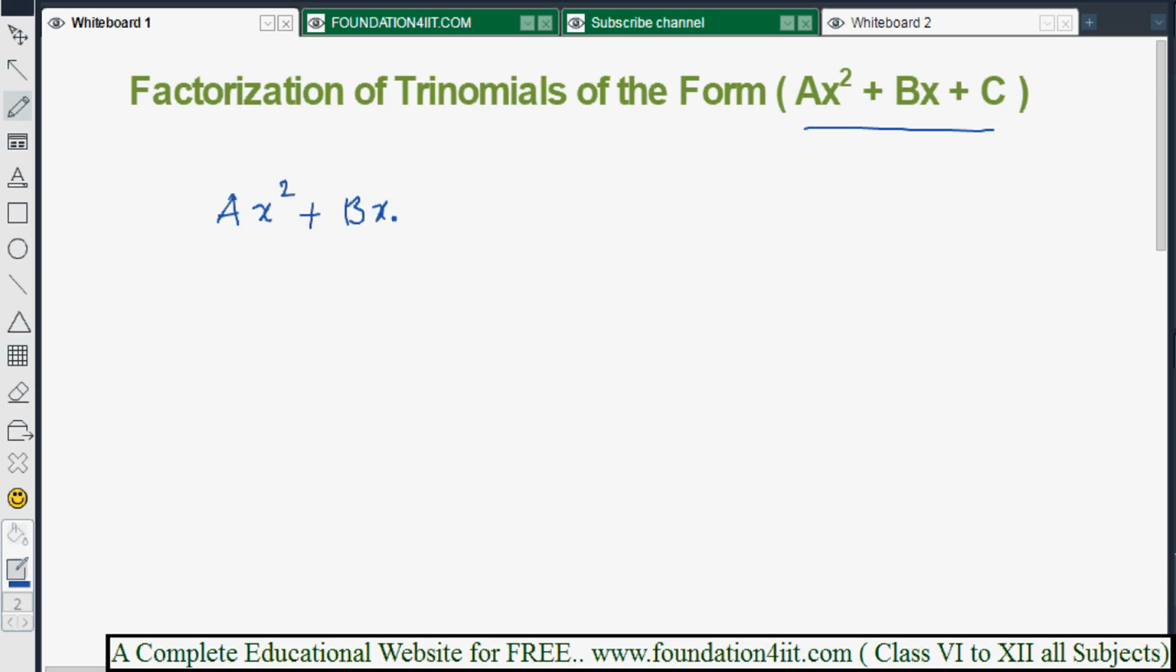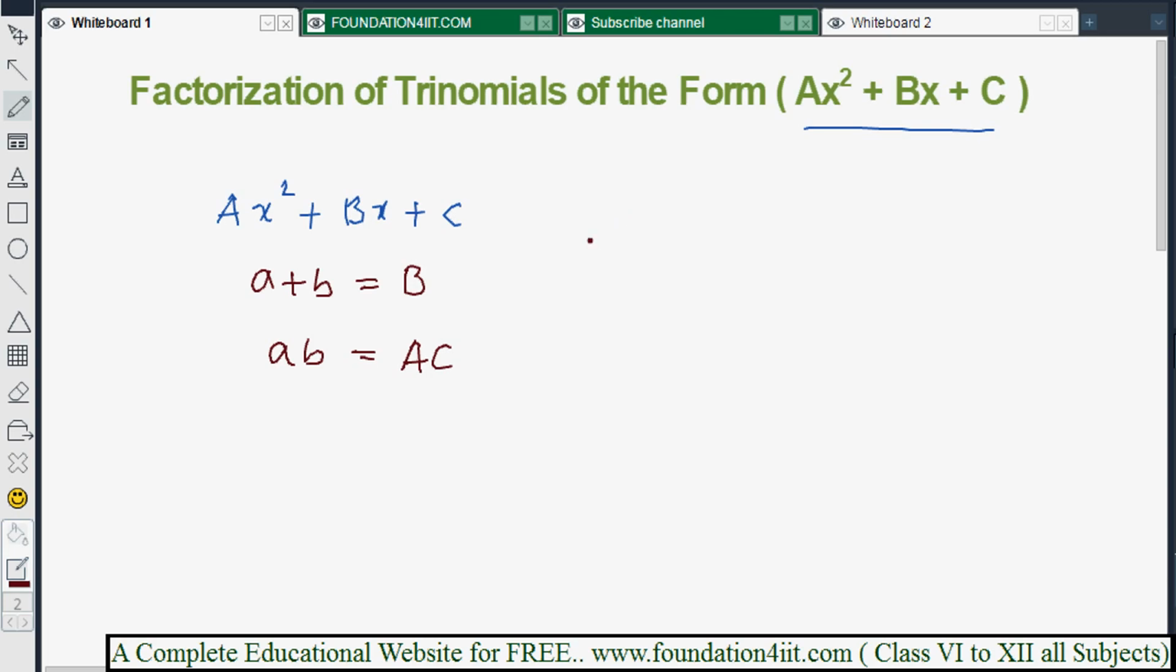To factorize a trinomial of the form ax square plus bx plus c, we need to find two numbers. The condition is that the sum of the two numbers should equal the x coefficient, the middle coefficient. And the same numbers, if I multiply, I should get the product of a and c. Whatever answer you get when you multiply a and c, that should be equal to the product of the two numbers. Those are the values you need to find.